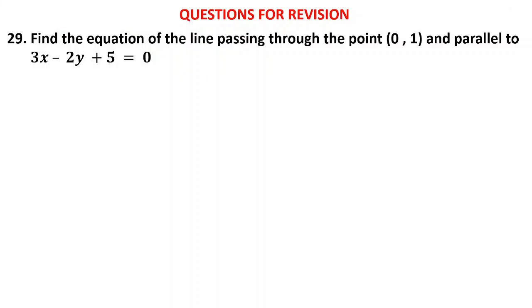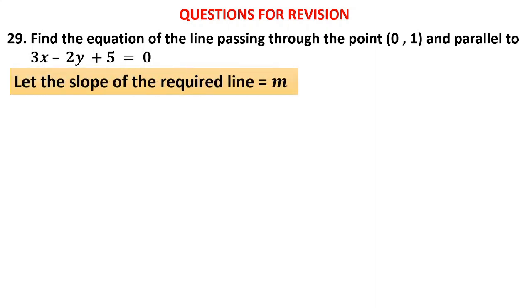Move on to question number 29. Find the equation of the line passing through the point and parallel to the given line. Point is given, and if you get the slope, you can use slope form. Let the slope be m. Let us take the given line, that is 3x minus 2y plus 5 is equal to 0.